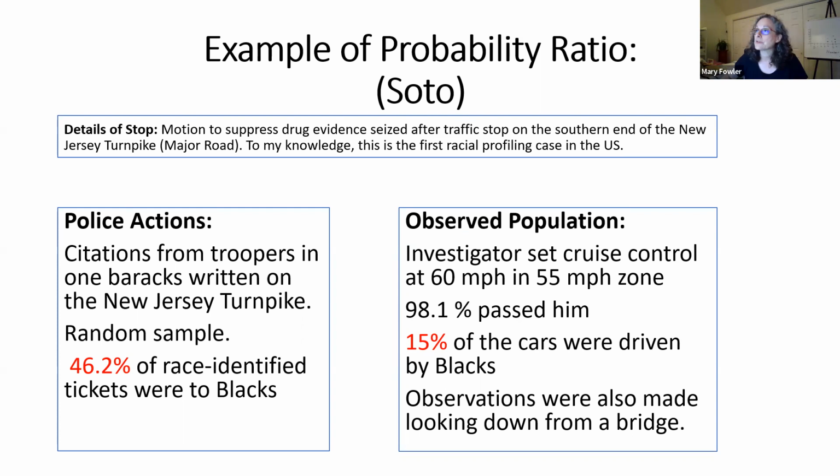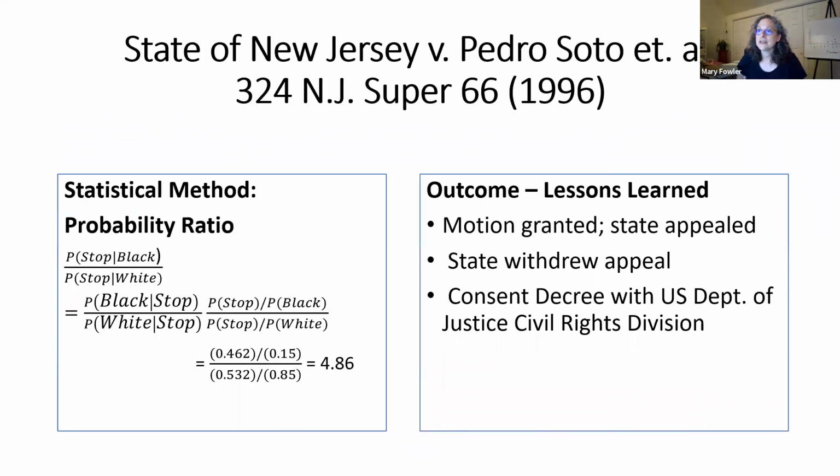And the method of comparison is the probability ratio. In the probability ratio, we compare the probability of being stopped given the driver is Black with the probability of being stopped given the driver is white. And there are some probability calculations that lead us to this probability ratio being over 4.86. This can be interpreted as the probability of being stopped given the driver is Black is over 4 times that of the probability of being stopped given a driver is white.